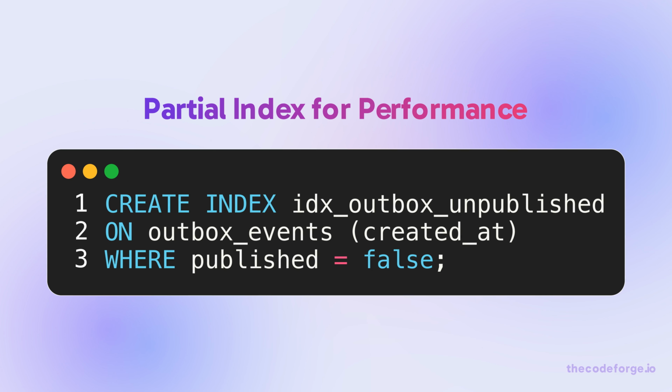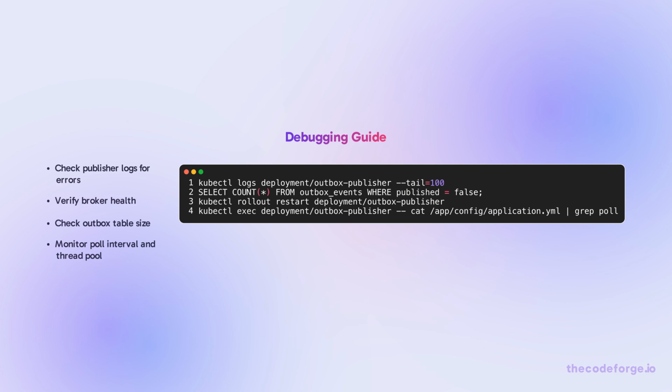The article recommends indexing published, created at. A partial index, where published is false, is even more efficient because it only indexes unpublished rows, reducing index size and write overhead. When events aren't being published, first check the publisher logs for connection errors.